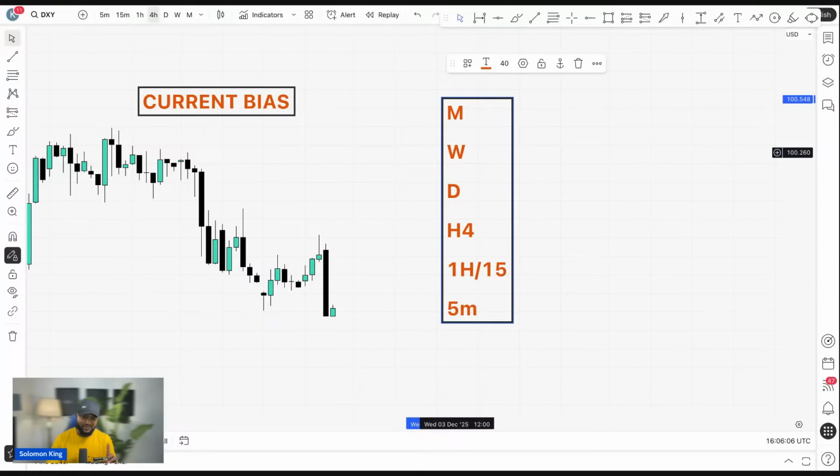If you are able to navigate these, then you have everything correct. You will have the right direction because you always need the current bias, not just the smart money bias. You need the current bias. As a day trader or intraday trader, you are not always going to work with the higher time frame bias.